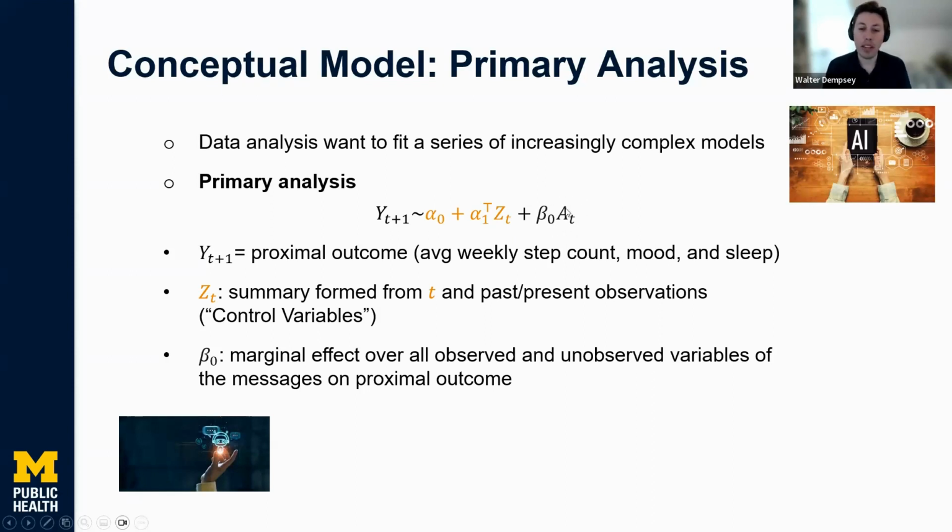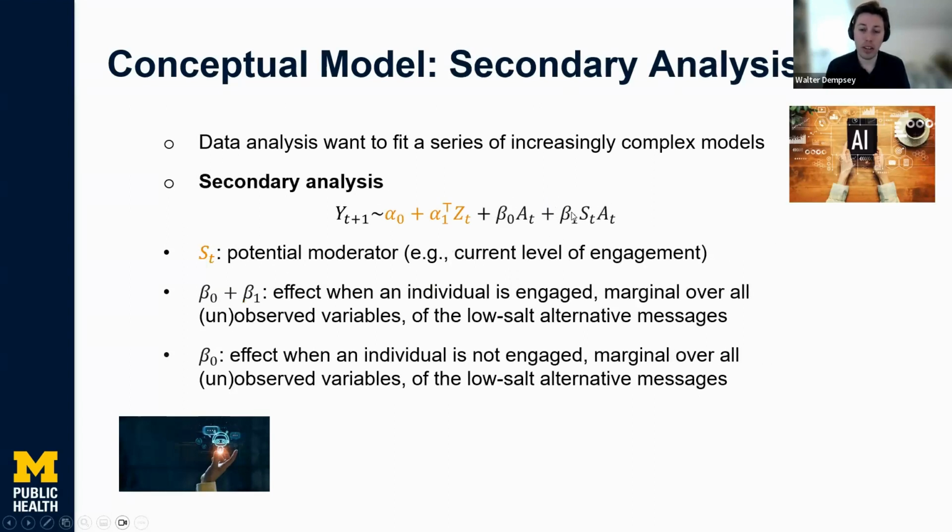But of course, the impact of treatment over time is potentially going to vary. So our secondary analyses might be things like this. It might vary with time in study. It might vary with your current level of engagement. And so our secondary analyses are going to take the form of assessing the treatment effect, but assessing how it varies by different, what we call, moderators.